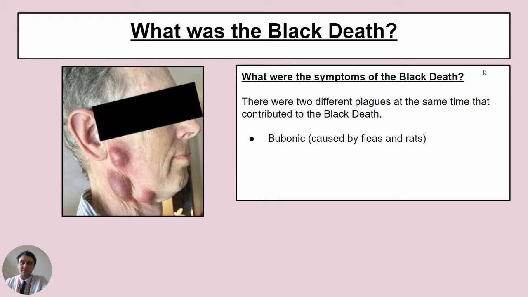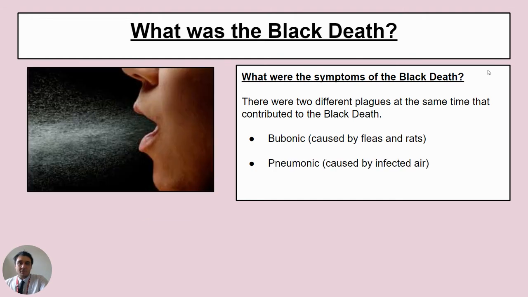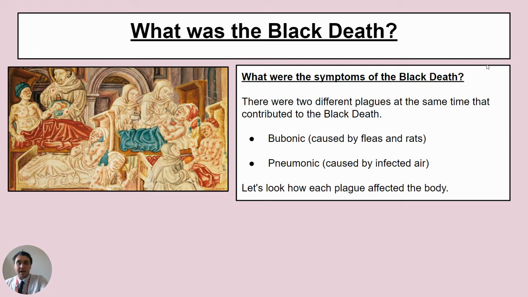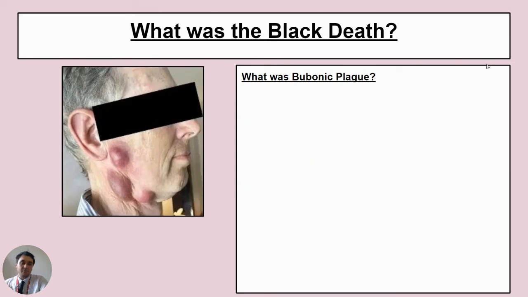We'll come to that in another lesson. So bubonic plague, caused by fleas and rats. The other type of plague is pneumonic, which is caused by infected air. So let's look at how the different plagues affected the body. Okay, let's start off with the bubonic plague.